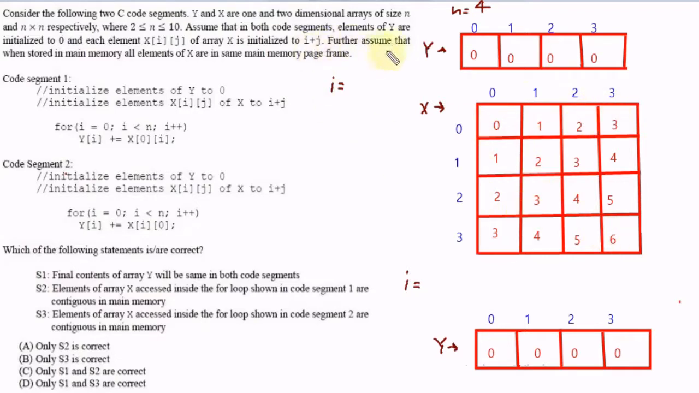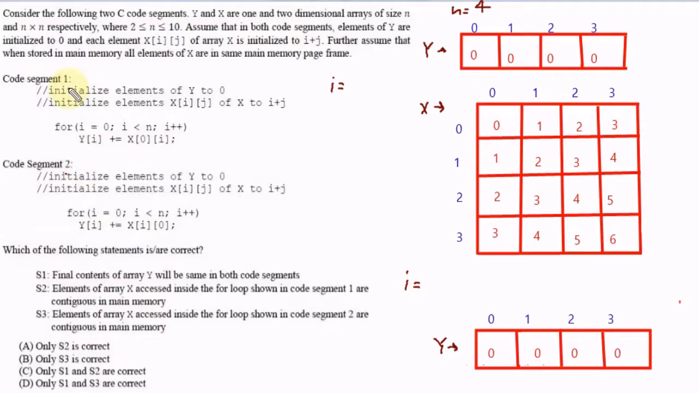Further assume that when stored in main memory, all elements of x are in the same memory page. So this is saying that when this array is stored inside the main memory, it is stored in the same frame. These are the statements S1, S2, S3, and we need to tell how many are correct. So we need to execute our code segments 1 and 2.